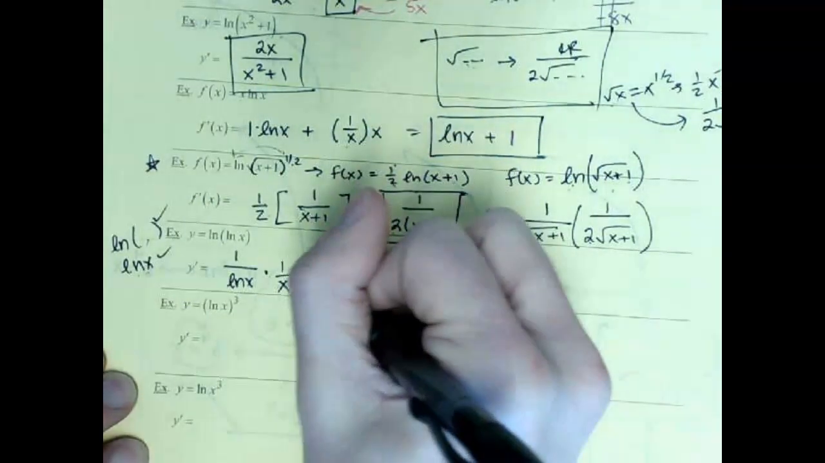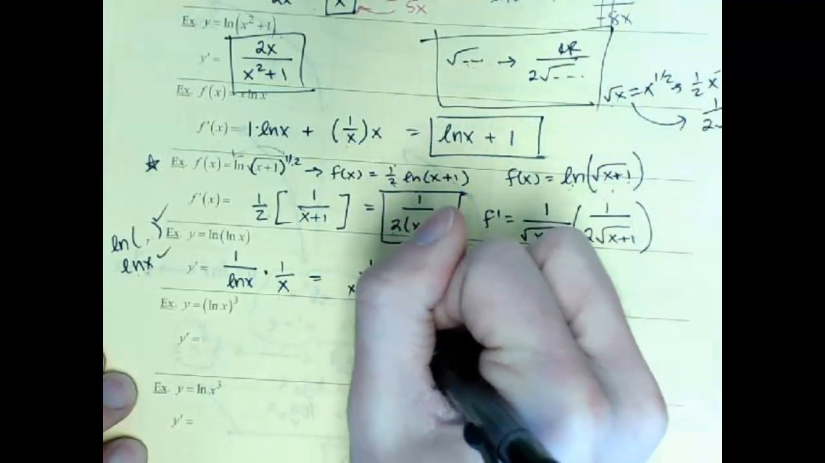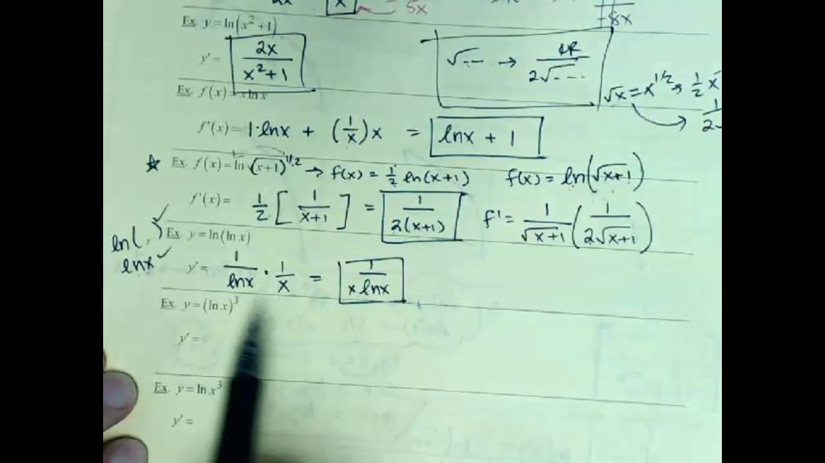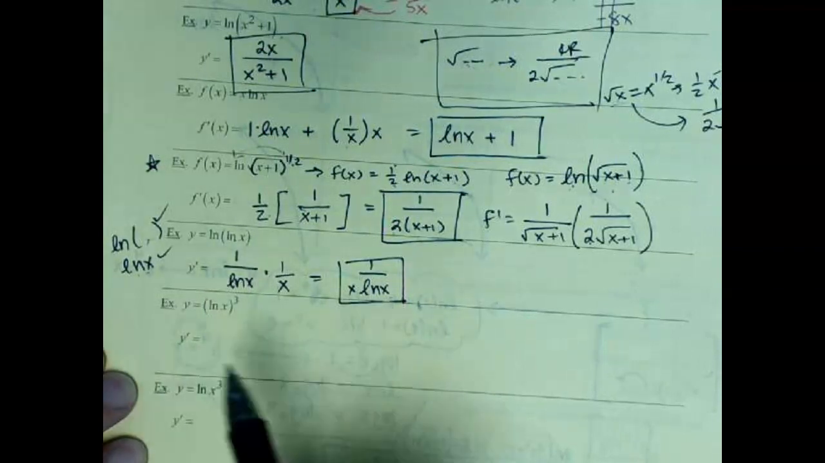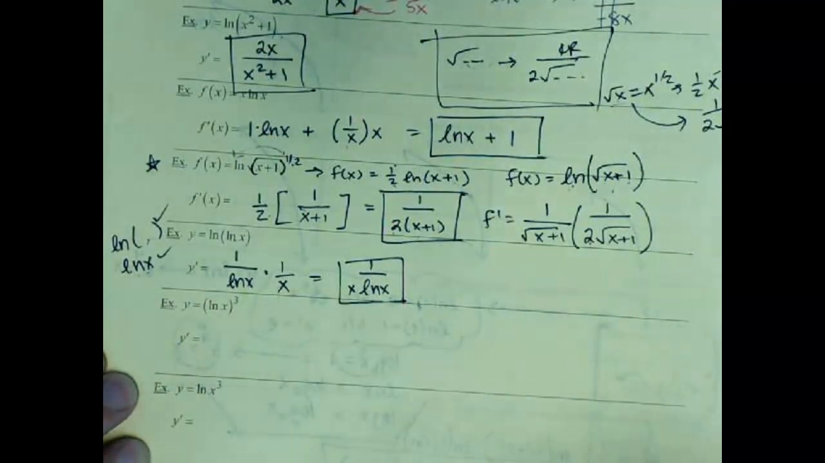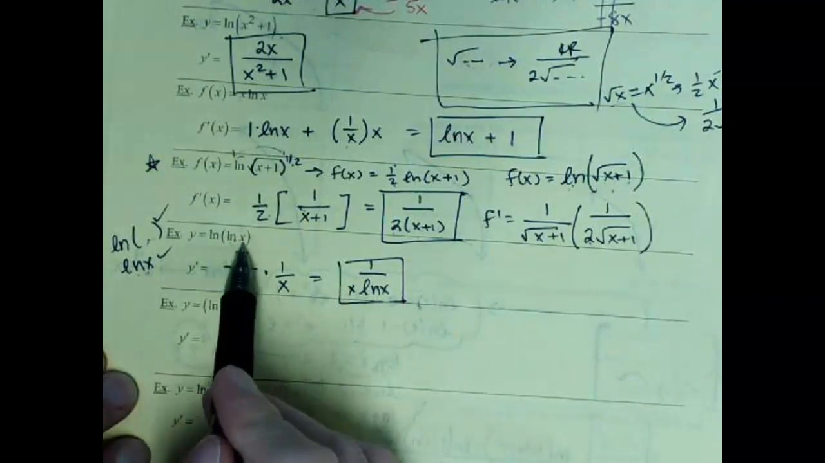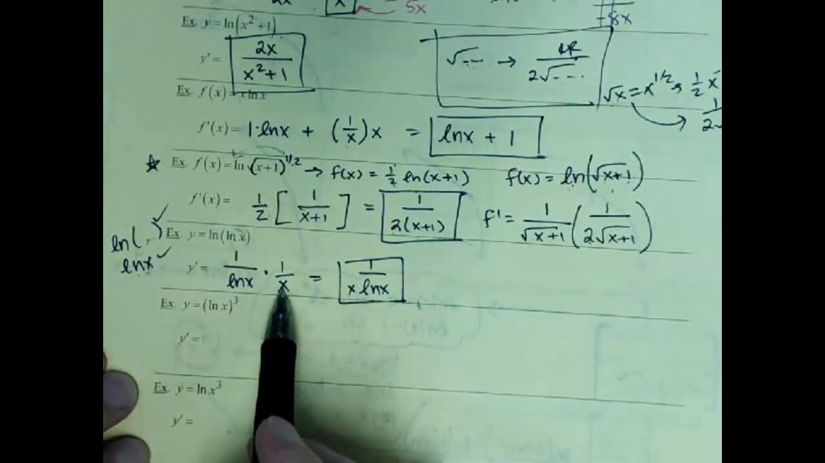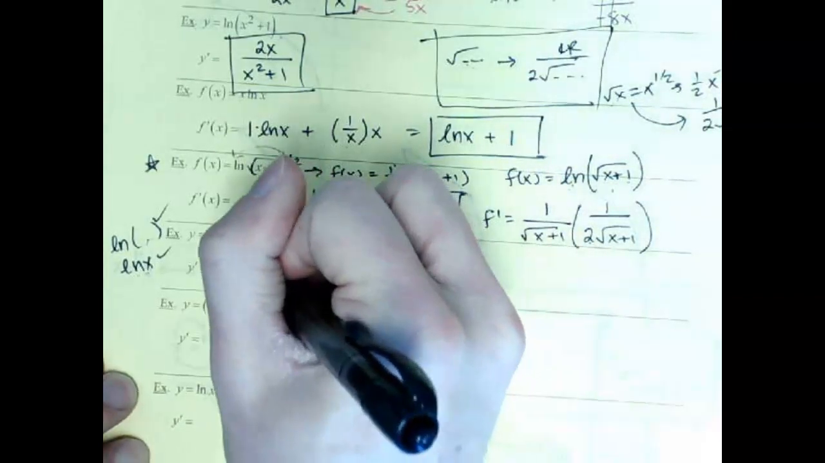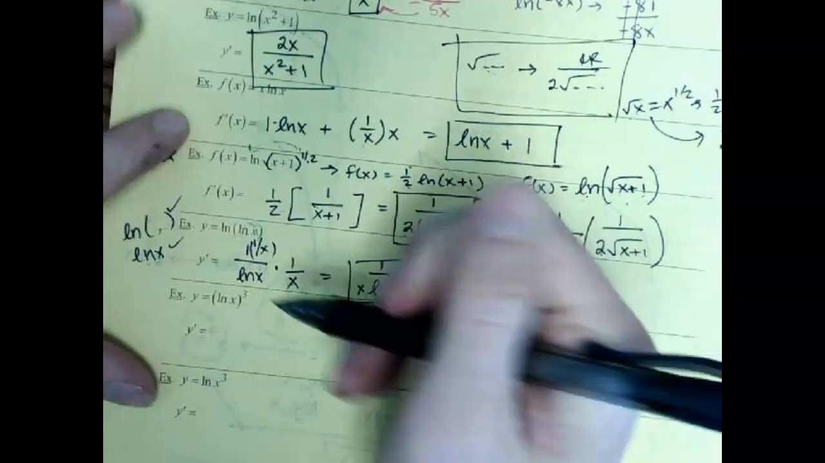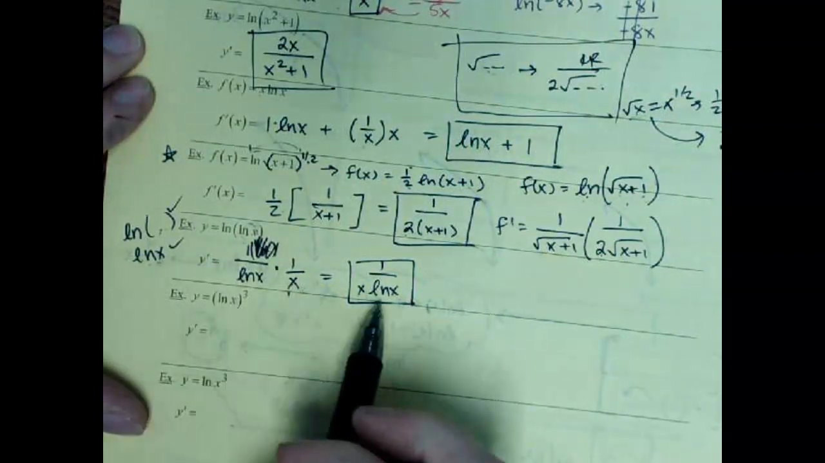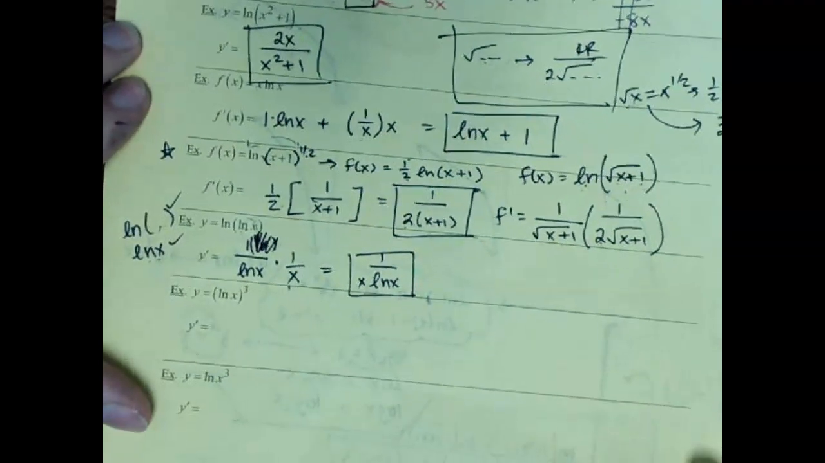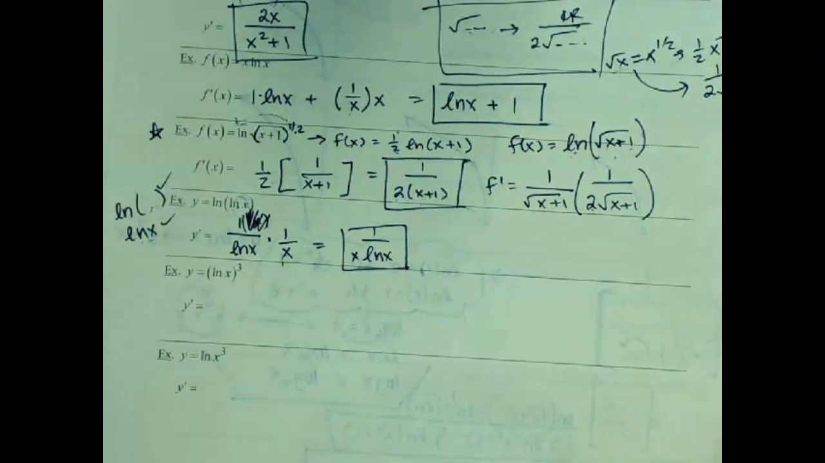Or if you wanted to, you could rewrite it like this. Whatever's inside of the log goes to the bottom. Chain rule derivative of that inside piece would also have to be accounted for, and the derivative of this ln of x would be 1 over x. So you could have had 1 over x on the top, or you could have the 1 over x on the right, or if you wanted to, you could just combine them and have x ln of x on the bottom. Lots of different ways that the answer could look. Now this one, you don't really have any options.